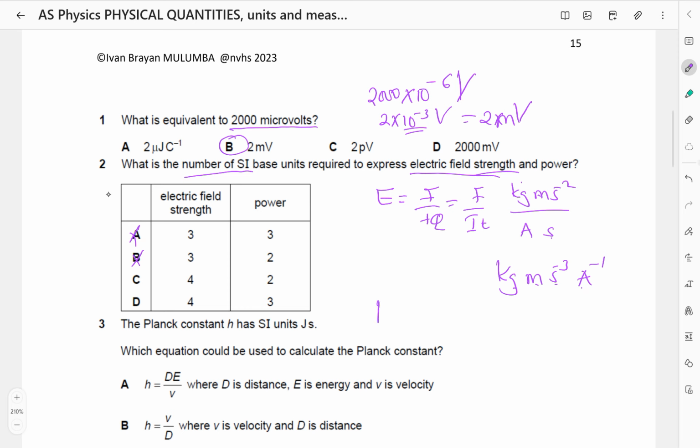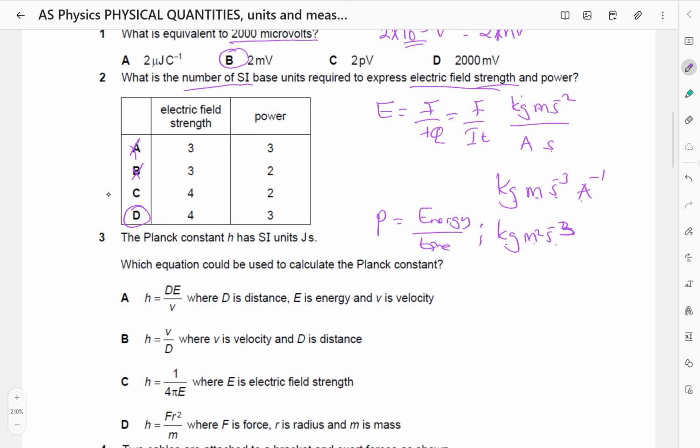Then for power, we have already seen that power is equal to energy divided by time. And energy has units of kilogram meters squared per second squared, then divided by time, it becomes per second cubed. So this is 1, 2, 3 units. So for power, it is 3 units. So the answer is going to be D.